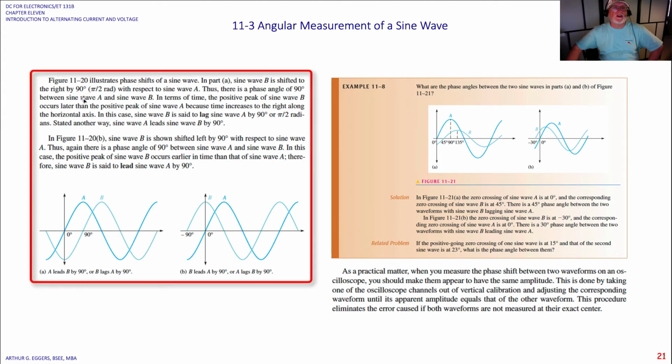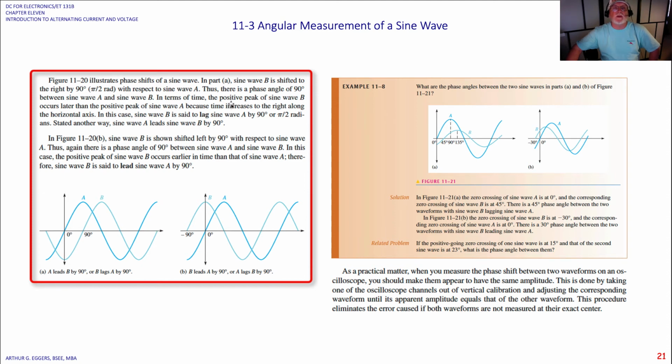In our illustrations here, you can see we have placed 2 sine waves on the same axis. One of them is shifted by 90 degrees positive. The other one is shifted by 90 degrees negative. This comes into play when we start dealing with inductors and capacitors. In part A, sine wave B is shifted to the right by 90 degrees or pi over 2 with respect to the fixed sine wave A.